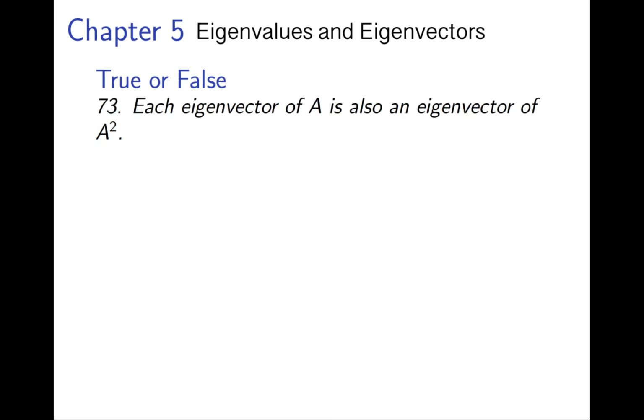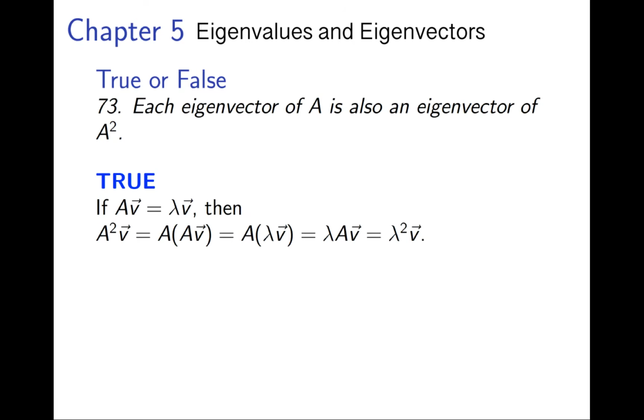Number 73. Each eigenvector of A is also an eigenvector of A squared. So we showed for 72 that the eigenvalues don't pass through squaring, but maybe the eigenvectors do. And this one's true. And let's show it. So let's say that V is an eigenvector for A corresponding to eigenvalue lambda. So that means AV equals lambda V.